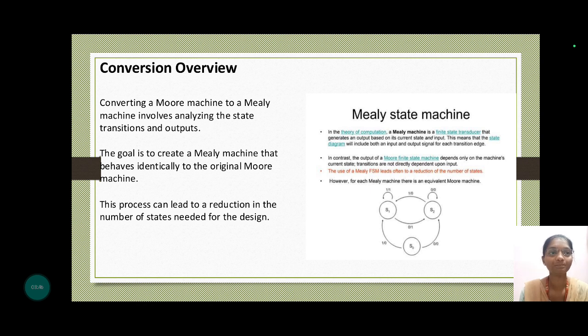Conversion overview. Converting a Moore machine to a Mealy machine involves analyzing the state transitions and outputs. The goal is to create a Mealy machine that behaves identically to the original Moore machine. This process can lead to a reduction in the number of states needed for the design.